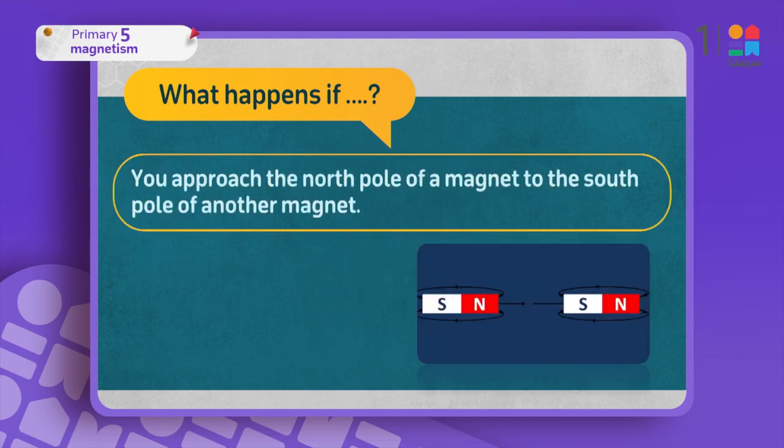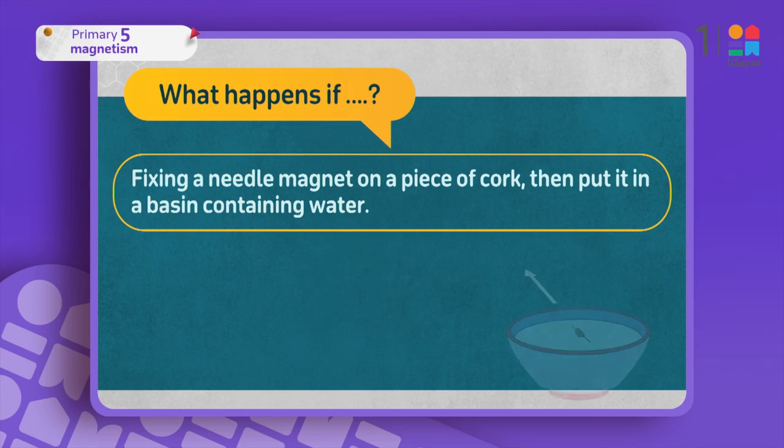What happens if you approach the north pole of a magnet to the south pole of another magnet? We took the south and the north and brought them close together. What will happen? The two are unlike poles, the two are different, so what happens to them? They attract. So the two poles attract each other. Another question.